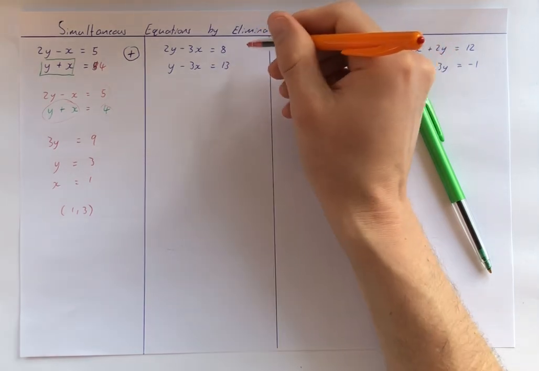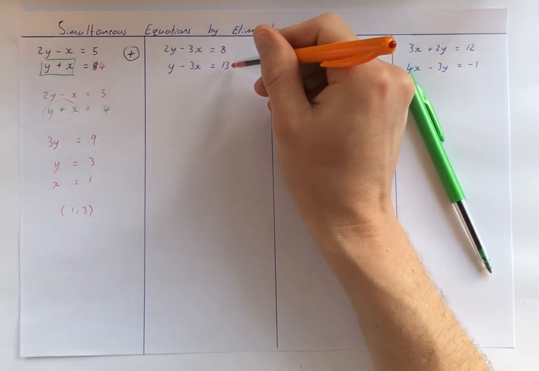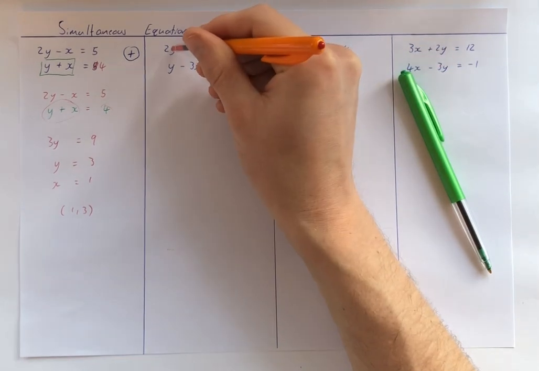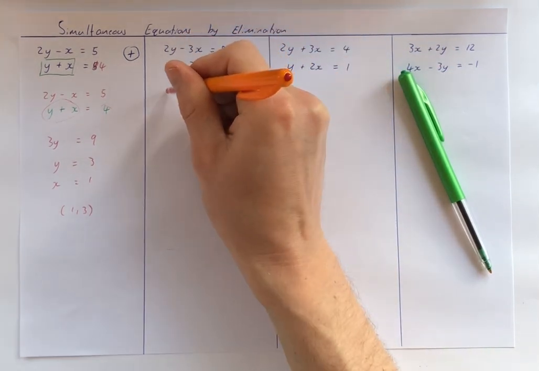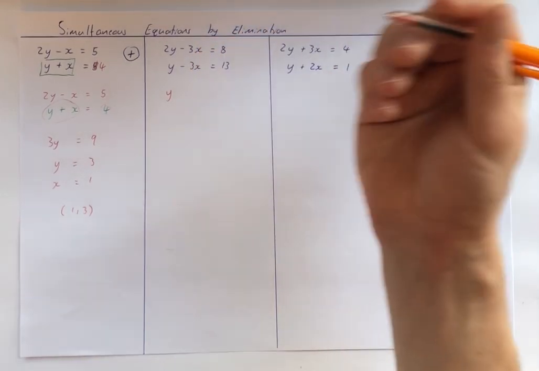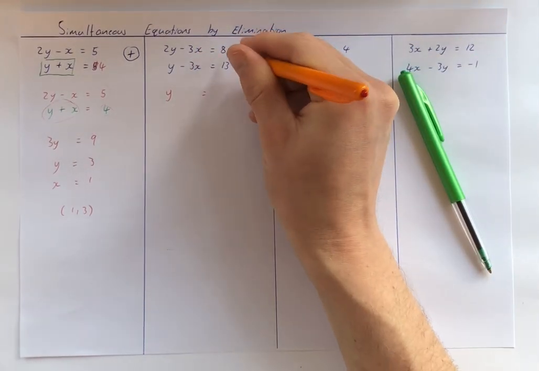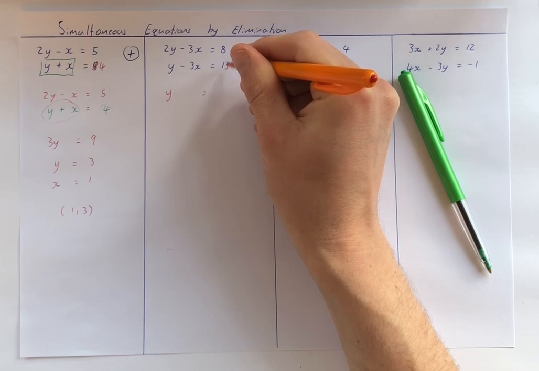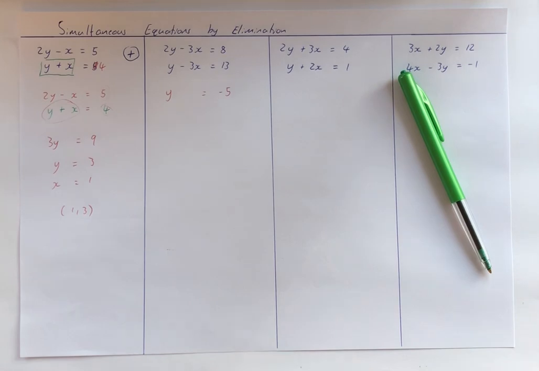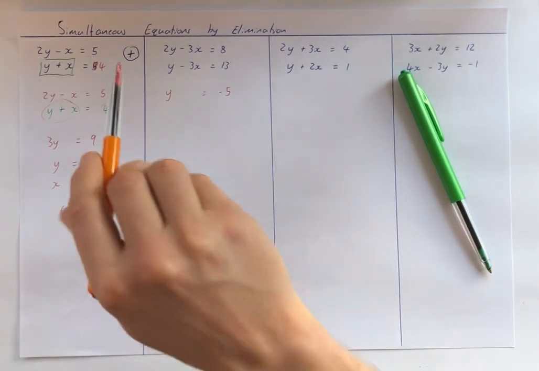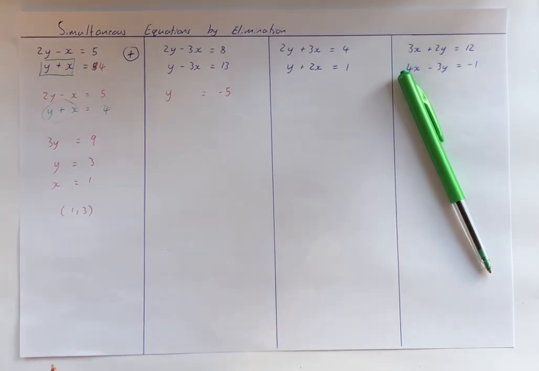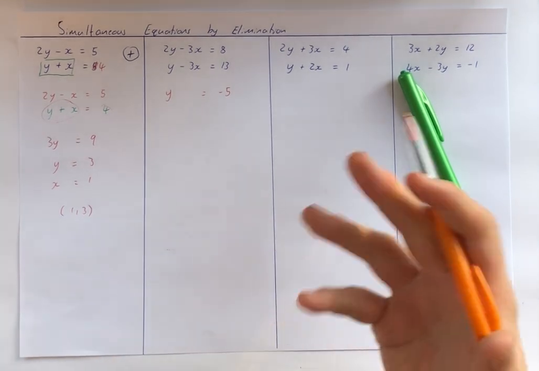Okay, what about this one? Well, I'm going to take the second equation away from the first equation. What's 2y minus y? Y. Negative 3x, take away negative 3x, no x's. And 8, take away 13, that's negative 5. So you can see how powerful the elimination method can be. You can get straight down to a solution without much work.